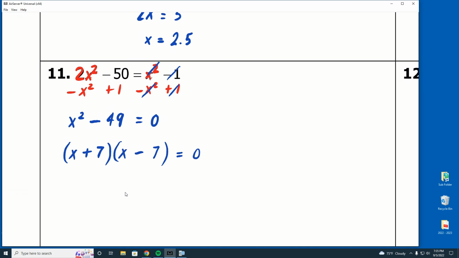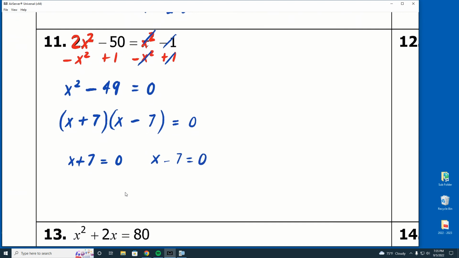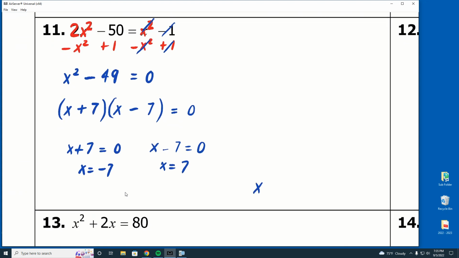Now, what do we do? We take those factors, step 3, and we set them equal to 0. So x plus 7 equals 0, and x minus 7 equals 0. With that first one, we're going to subtract 7, so that's negative 7. And that second one, we're going to add 7, so that's positive 7. So my two solutions for this problem include negative 7 and positive 7. Done. Just like that. All right, that's number 11.